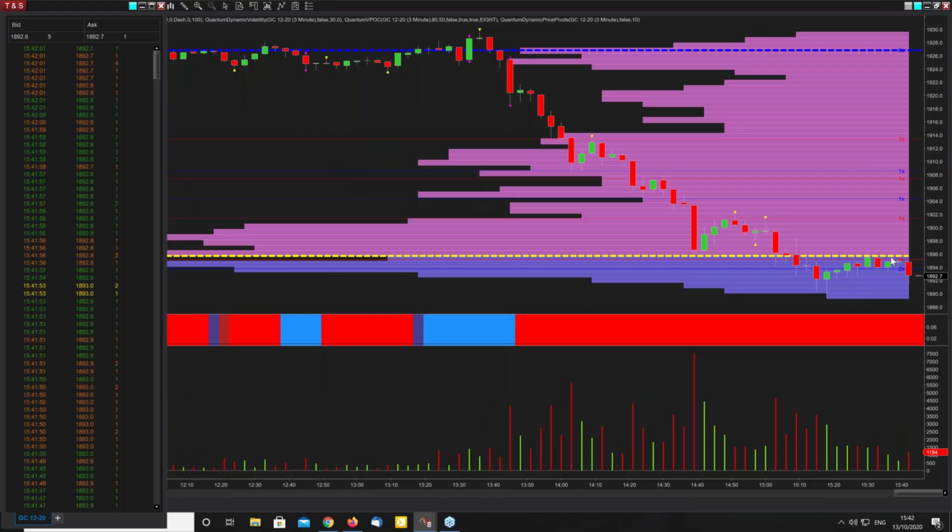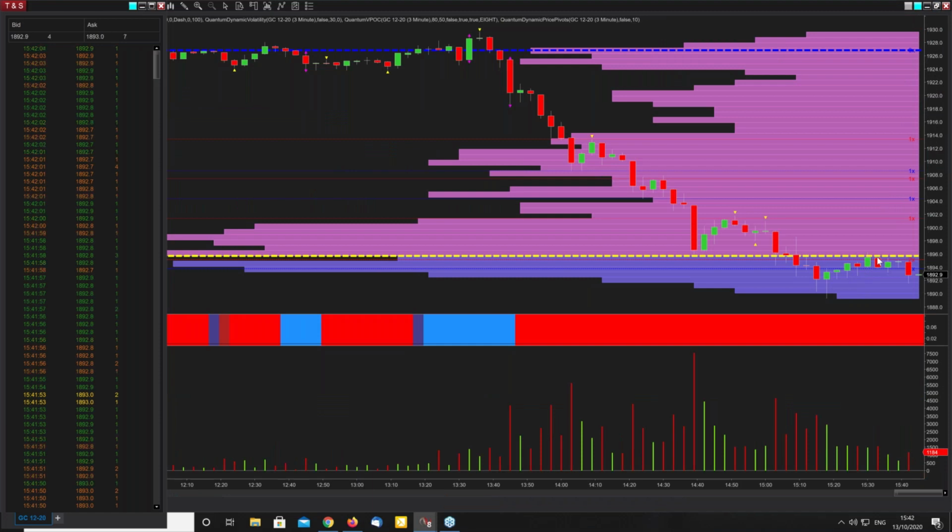We managed to claw on the 3-minute, we managed to claw our way back up into the VPOC, which is deep on this chart at 1896 for an ounce, but really no flicker of a change there. Again, you can see the buying volume is pretty low, pretty thin, pretty weedy.